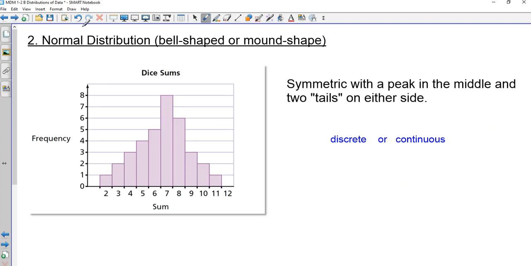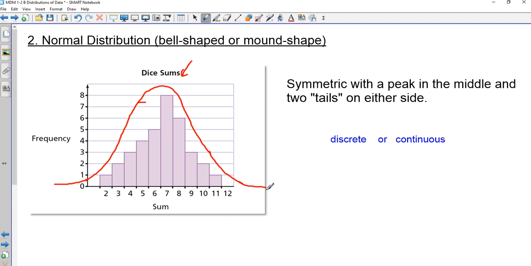The next one is what is called the normal distribution. Sometimes called a bell-shaped distribution or a mound-shaped distribution. And you can see it in this example right here. It's roughly symmetric. It's got a peak in the middle and then two tails off on either side. So if we draw a smooth curve around the data that we have here, you can see this bell shape, with a peak in the middle and these two little tails that, if we were to extend this graph, would go off way out to either side like this. Okay? So this is the normal distribution.